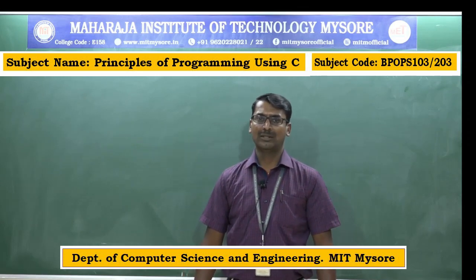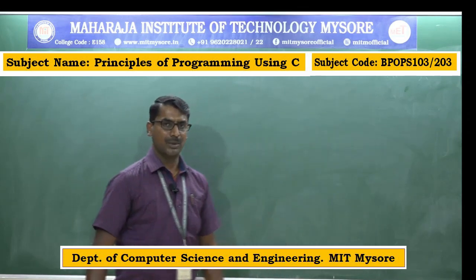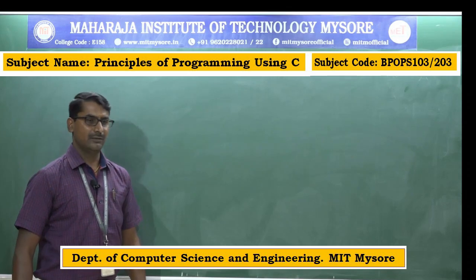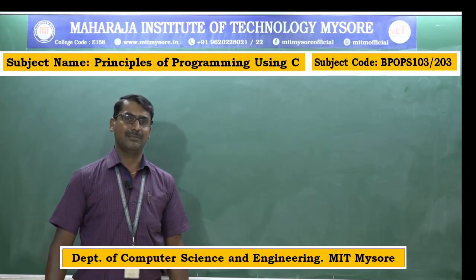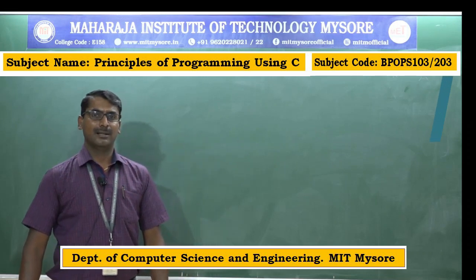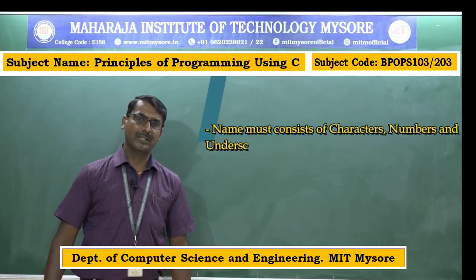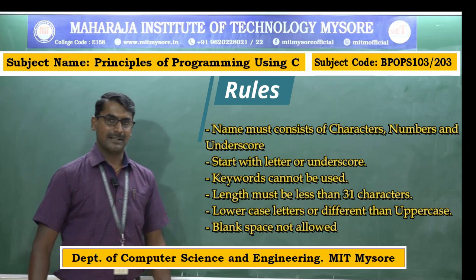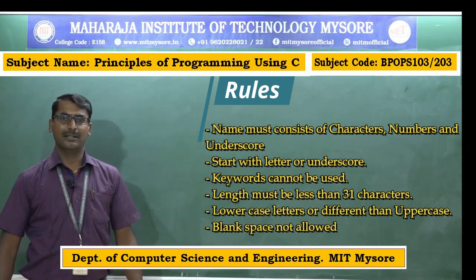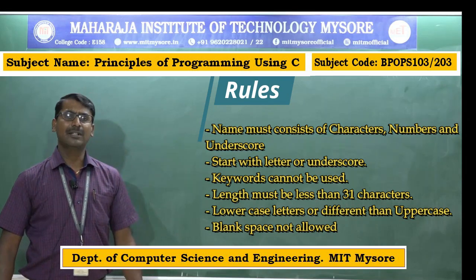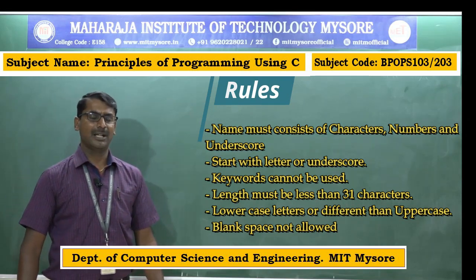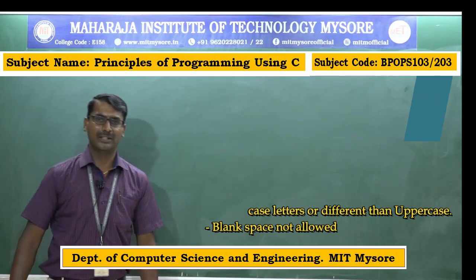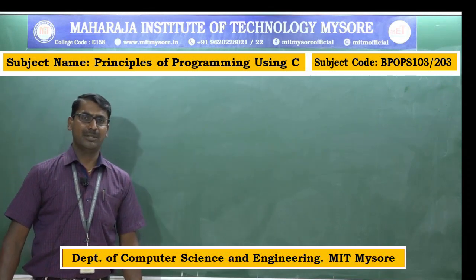We give a name to the value to store in the computer memory. When declaring or defining a variable, we need to follow certain rules. The variable name must consist of characters, numbers and underscore. It must start with a letter or underscore. The variable length must be less than 31 characters. Uppercase and lowercase letters are different. Keywords cannot be used as a variable name, and white space is not allowed in the variable name. These are the rules we need to follow when defining the variable name.